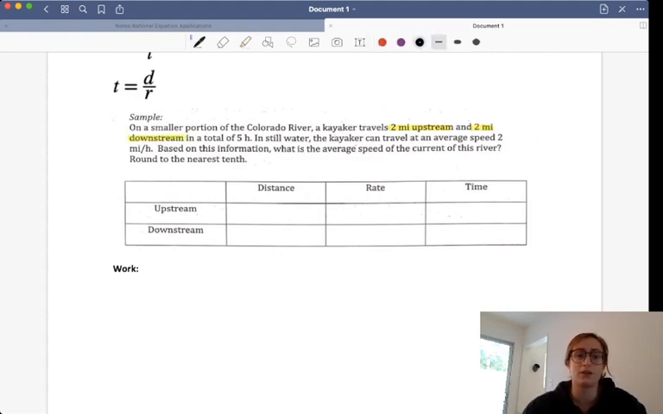Okay, so miles is a unit of distance. So that information is going to go in this. So upstream, downstream. Okay, then they tell me a total of 5 hours. Well, hours is time.